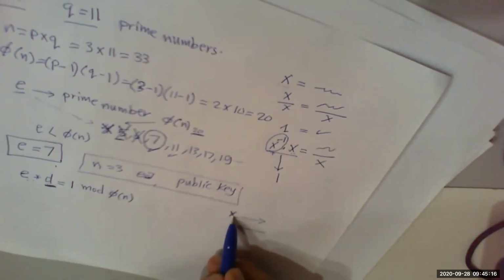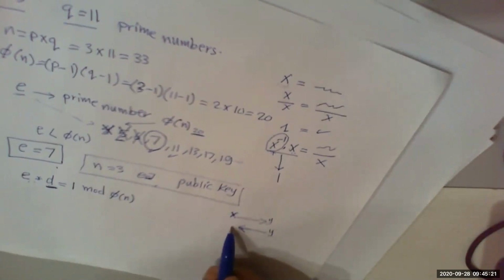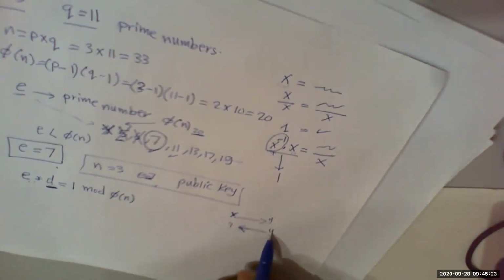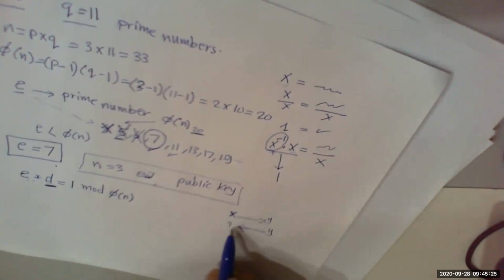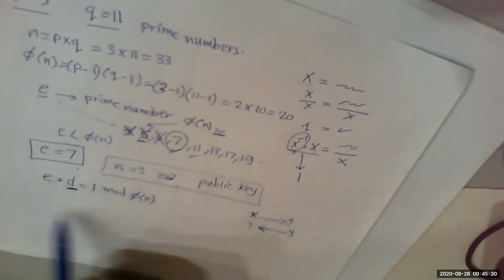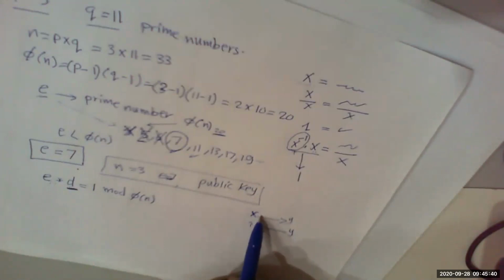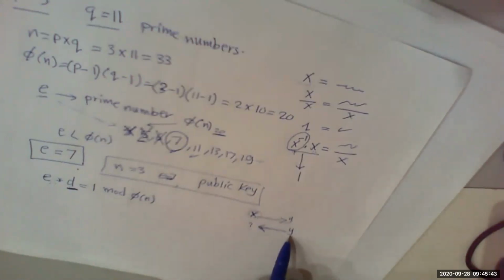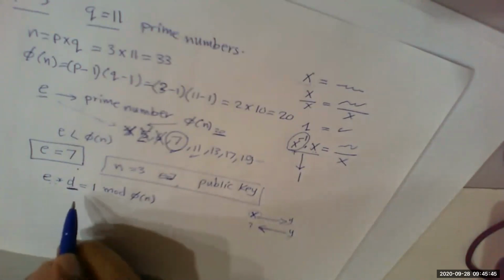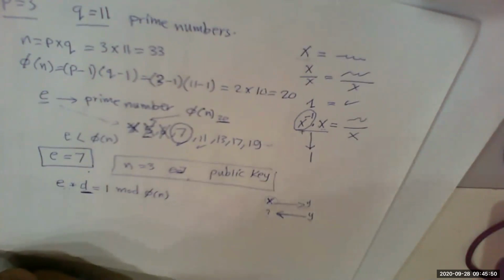For example, this is X and this is Y. I want to get X from Y. I can do that if the function is reversible, or has an inverse. If it has an inverse, we are able to get the plain text out of the ciphertext. So this should be a multiplicative inverse.